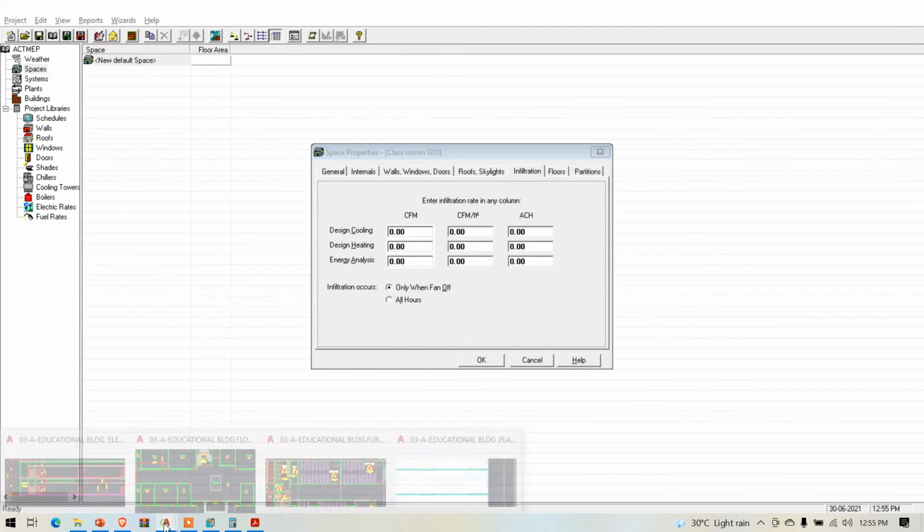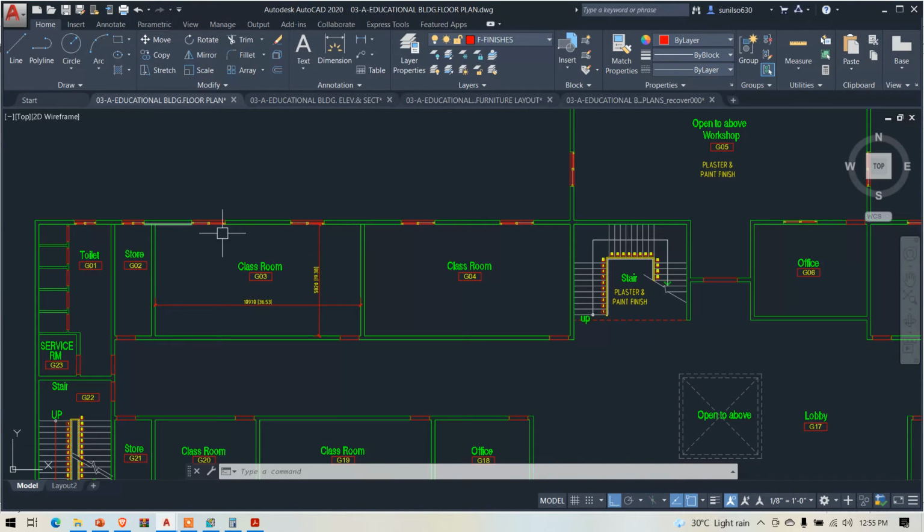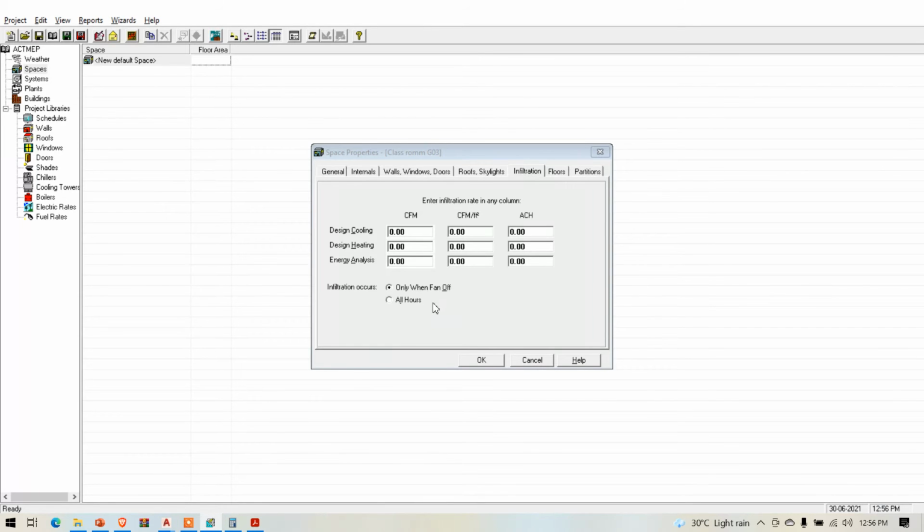So now we need to check how many windows are in this classroom in total. Total we have 2 windows. 2 windows, each one 0.25, total 0.5. So automatically you will get the CFM and CFM per feet square. That is for cooling, heating and energy. All three values are constant based on your window.